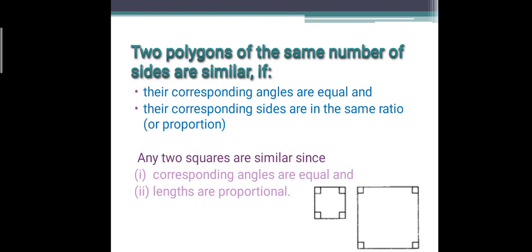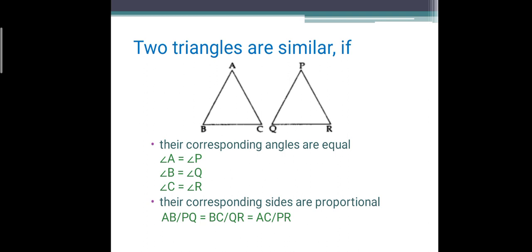Now, talking about similarity of two polygons, we can say that two polygons of the same number of sides are similar if their corresponding angles are equal and their corresponding sides are in the same proportion. For example, any two squares are similar since their corresponding angles are equal, that is 90 degrees, and their lengths are proportional. Now, moving towards what the chapter is mainly about, similarity of triangles.